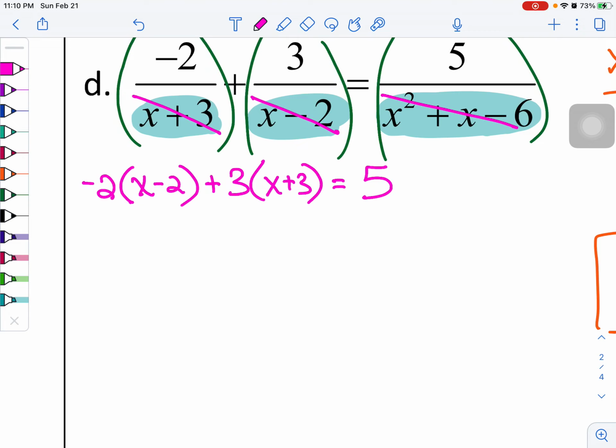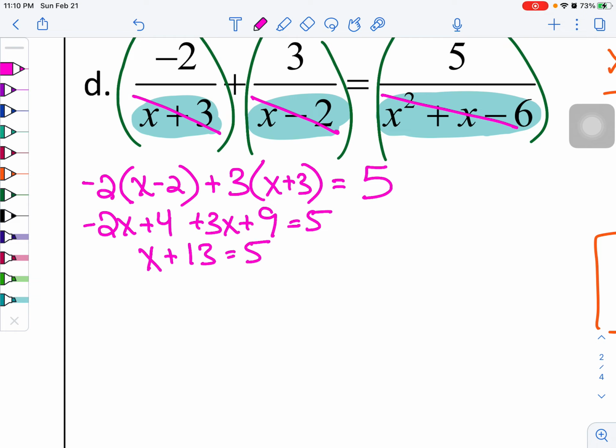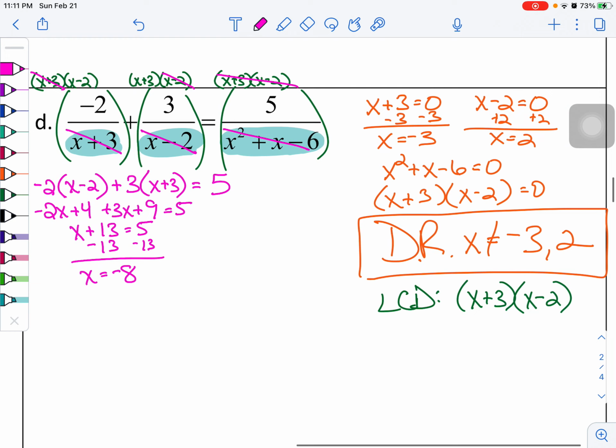And yes, I know I said that's simple, but compared to the fractions we started with, it's a lot more simple. Let's distribute. So -2x plus 4 plus 3x plus 9 equals 5. I'm going to combine some like terms. -2x plus 3x is x. 4 plus 9 makes 13. Let's go ahead and subtract 13 from both sides. And I'm getting the feeling that's a -8. Yeah, that sounds good. So what I want to do is quickly double check, and we keep doing this every single time: is that answer one of our domain restrictions?